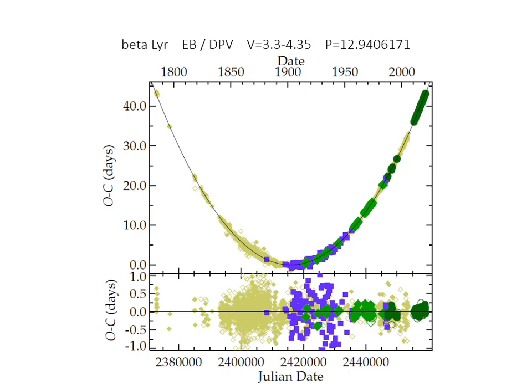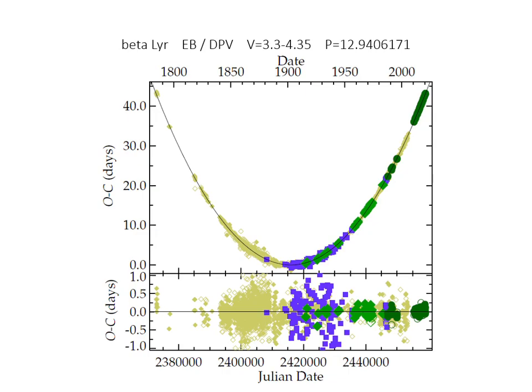Beta Lyrae is not an easy object. It's always talked about as a beginner's star, but it really isn't. It's difficult to observe, and it's difficult to observe accurately. But you can see the period. The period's 12.9 days, but you can see that the timing has changed by 40 days this way and 40 days back again over the time that it's been known. So this is an absolutely prodigious change.